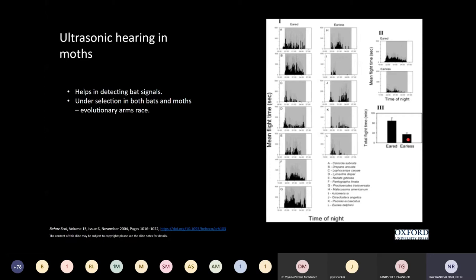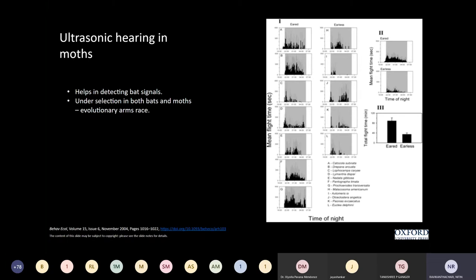And this ultrasonic hearing is actually in an evolutionary arms race, both in bats and moths, because bats are evolving mechanisms where they can locate moths better. And moths are evolving adaptations where they can hear even the slightest of ultrasonic sounds that they can perceive. So this is again under very constant selection, and they keep evolving more and more over time.